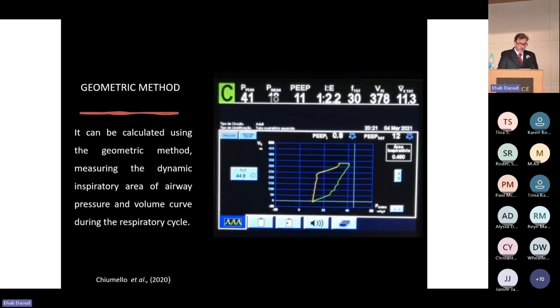It can be accurately measured by geometric methods or estimated by using equations. If you use the geometric method, measuring the dynamic inspiratory area of the airway pressure curve during the respiratory cycle, the calculation is performed using the point of greatest pressure and volume shown in the PV loop.